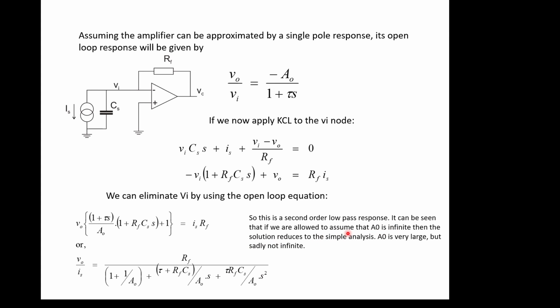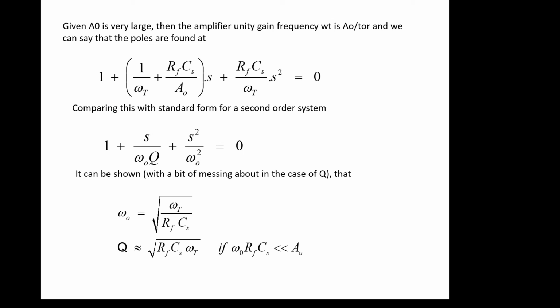So if we're allowed to assume that A0, which is the open loop gain of the amplifier, is infinite, then the solution will reduce to the simple analysis, okay, which will just boil down to probably RF. But unfortunately A0 is very large and is frequency dependent and sadly not infinite, so we would have to analyse this in a bit more detail to see what's going on.